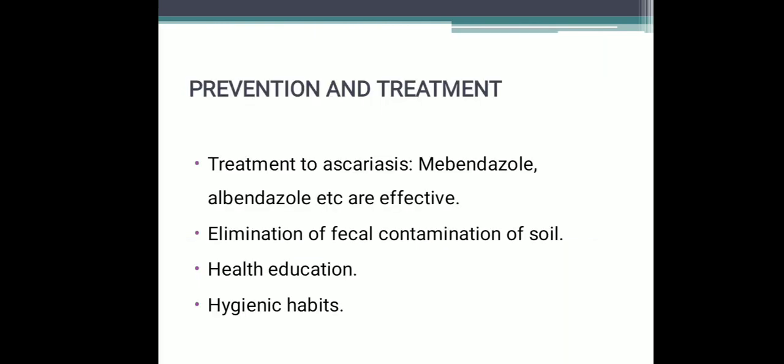Then the prevention and treatment. What prevention can be taken, or the prophylaxis? Treatment for ascariasis: we can use mebendazole, albendazole, etc., which are effective. Then for prevention, we can do elimination of fecal contamination of soil, then health education and hygienic habits. So basic things matter a lot.